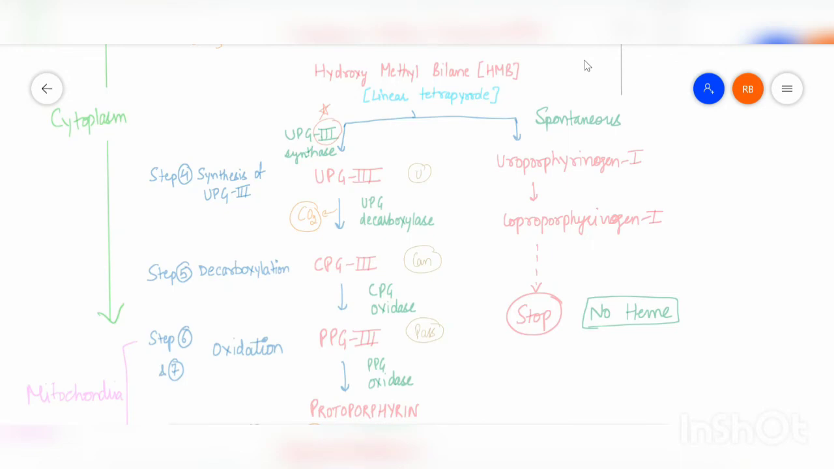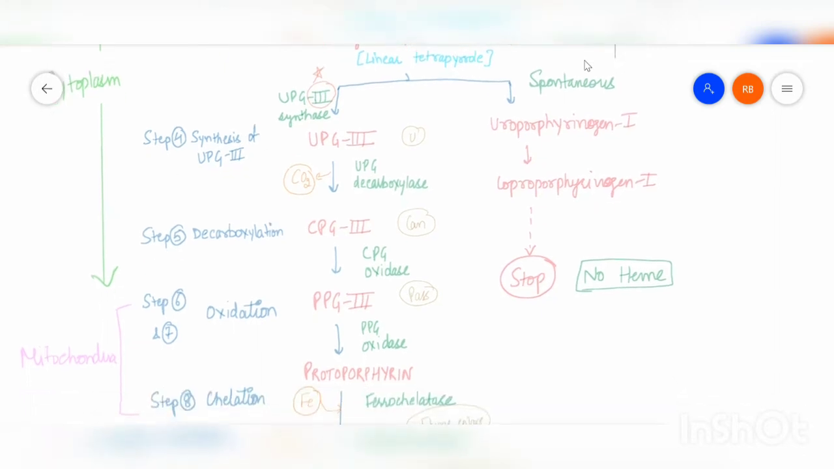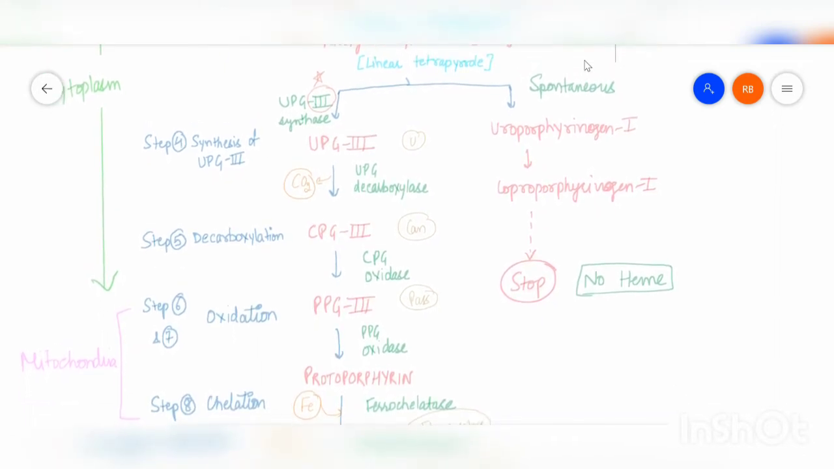Then the next step will be decarboxylation and the other two steps will be oxidation, and ultimately there will be chelation. So you can remember, decarboxylase contains C, so one C will be removed and the next C will come into action.